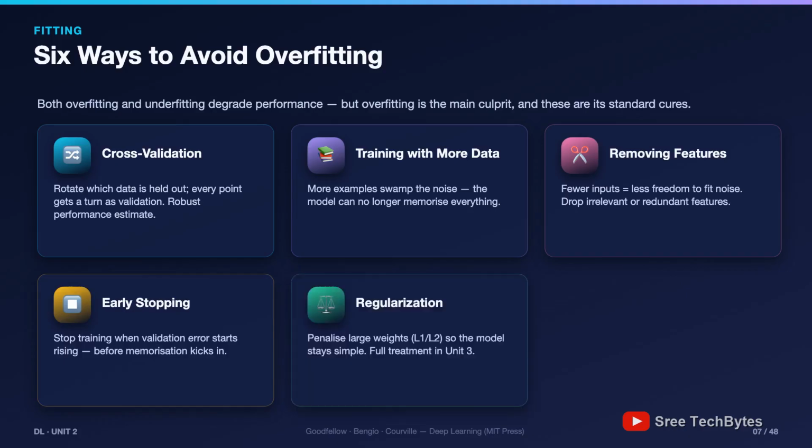Unit 3 is entirely devoted to IS1. And 6. Ensembling, combine several models so their individual quirks cancel out. Quick thought experiment: if collecting data were free, which would you reach for first? More data. It's the cure with no side effects.